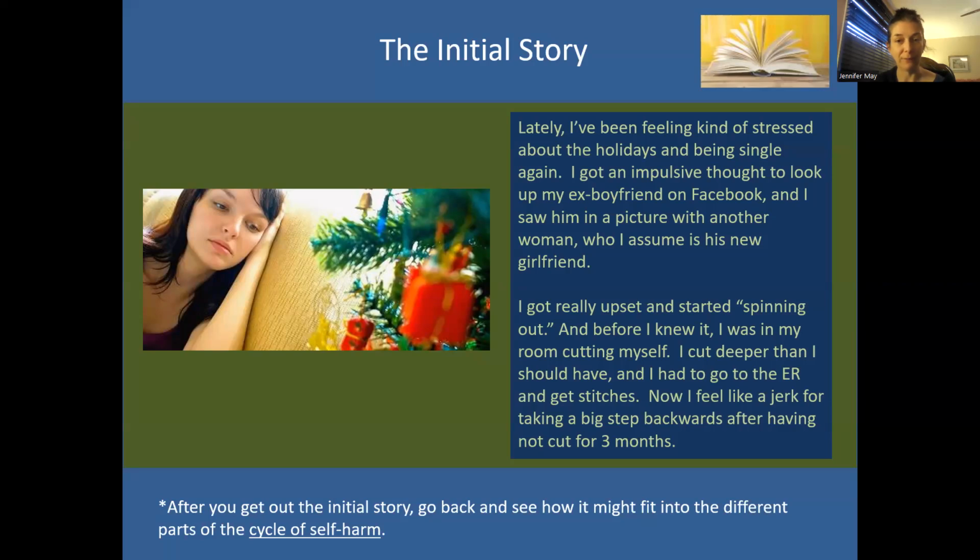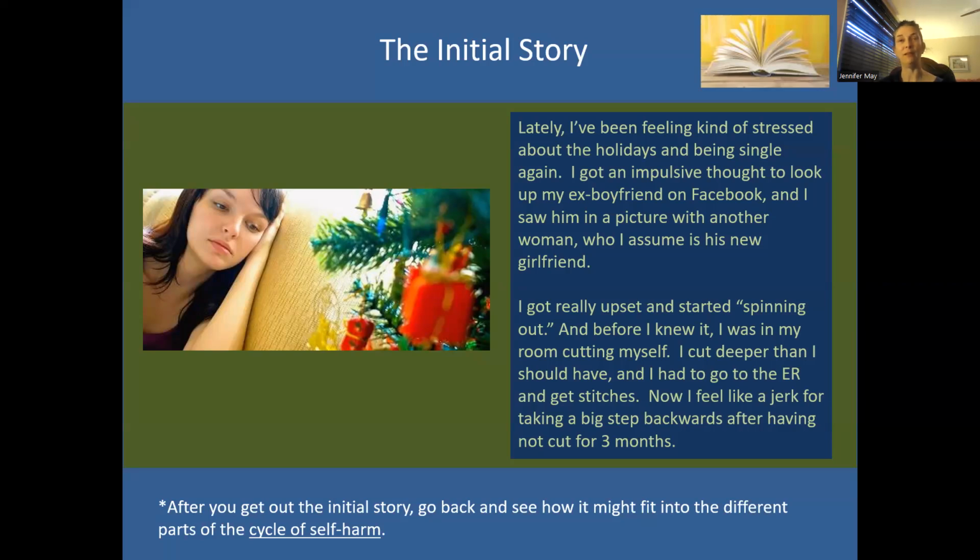I got really upset and started spinning out. And before I knew it, I was in my room cutting myself. I cut deeper than I should have, and I had to go to the ER and get stitches. Now I feel like a jerk for taking a big step backwards after having not cut for 3 months.